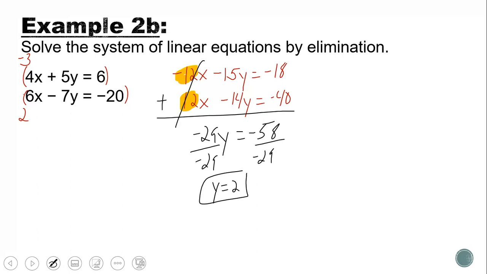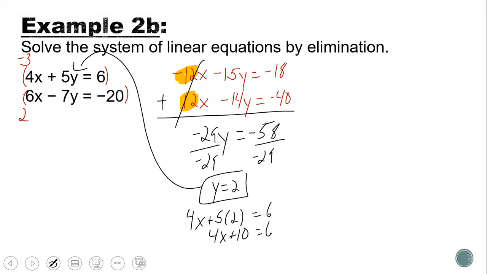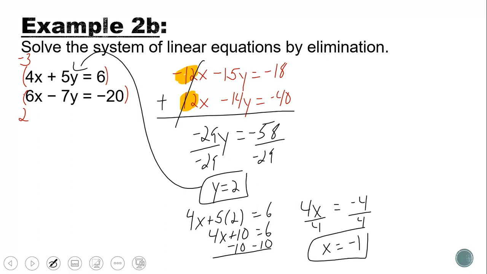Take it. Doesn't matter where you plug in. I'm feeling the top one right here. So I'm going to get 4x plus 5 times my y value of 2 is equal to 6. 4x plus 10 equals 6. Subtract the 10. You're going to get 4x is equal to 6 minus 10 is -4. Divide by 4. And you get your x value equal to -1. So our final answer is the ordered pair, -1, 2.